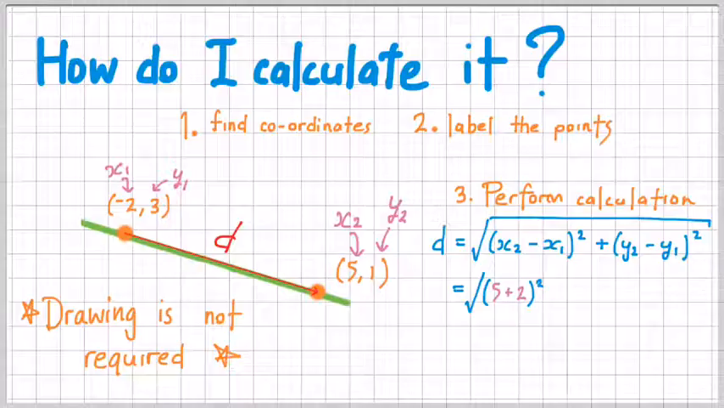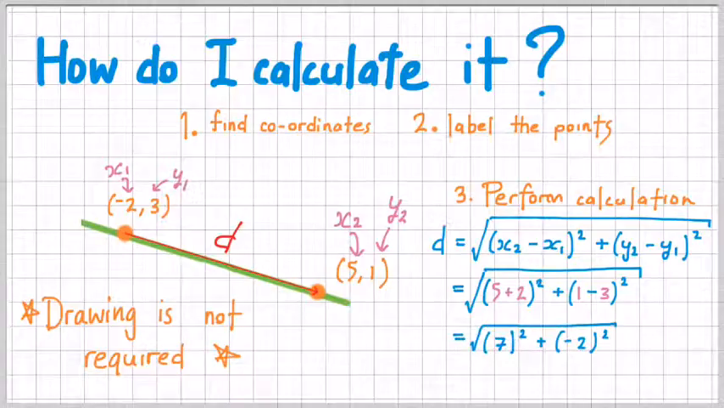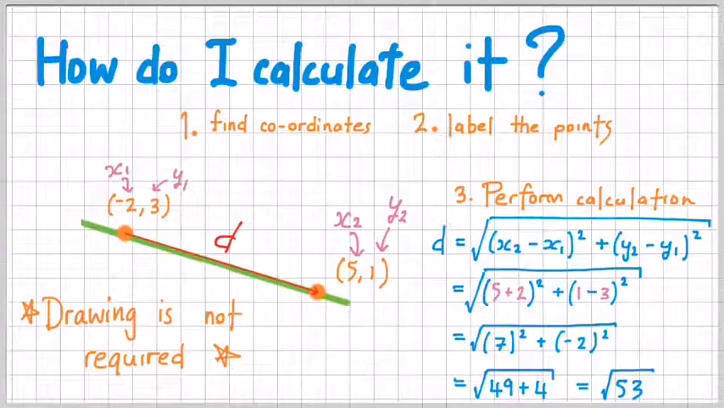Alright, so in the first component we've got the square root of the change in x, which is 5 plus 2. So notice the -2 changes to a positive, and we're squaring that. And we're going to add the change in y, which is 1 take away 3, squared. And again, that's all square rooted, and what we end up with is the square root of 7 squared plus (-2) squared, which equals square root of 49 plus 4, which finally we get square root of 53.